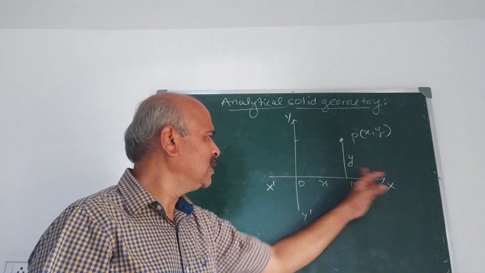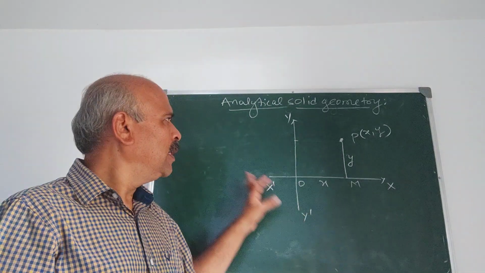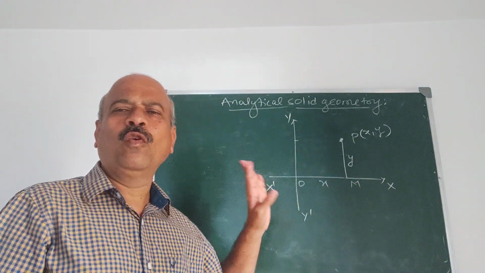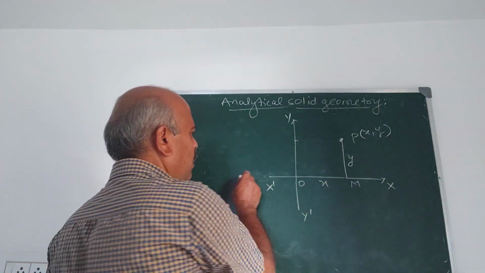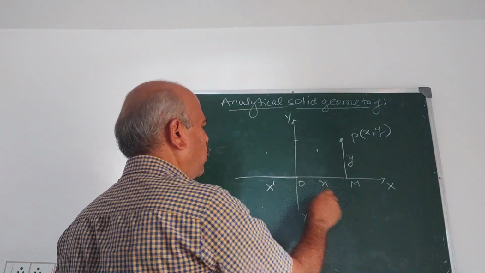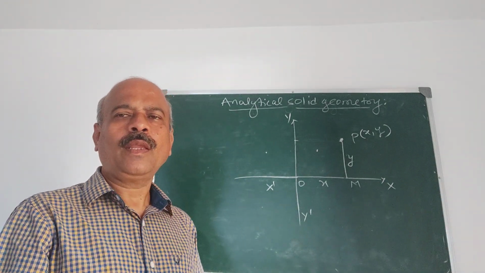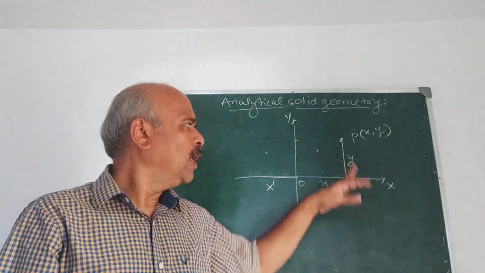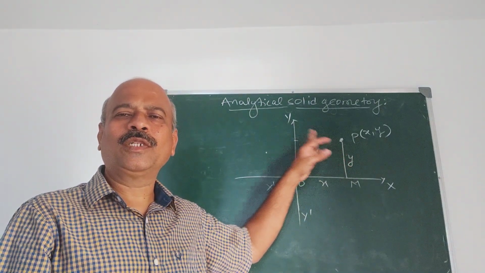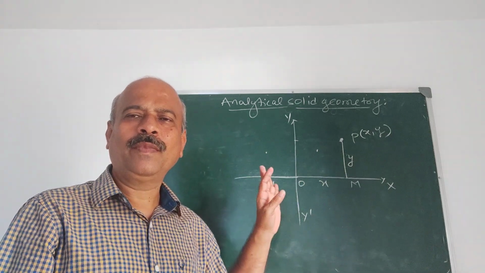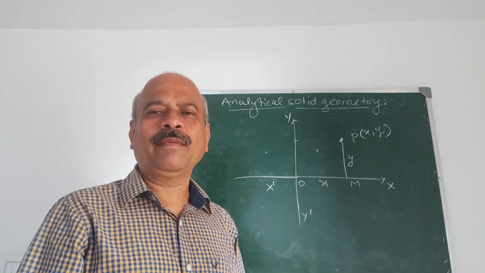An important thing is that these two perpendicular lines divide the whole plane into four parts: 1, 2, 3, 4. The four parts are called quadrants. The rest you know, the signs of the coordinates in the different quadrants, first, second, third quadrants, and so on. That is called plane geometry.